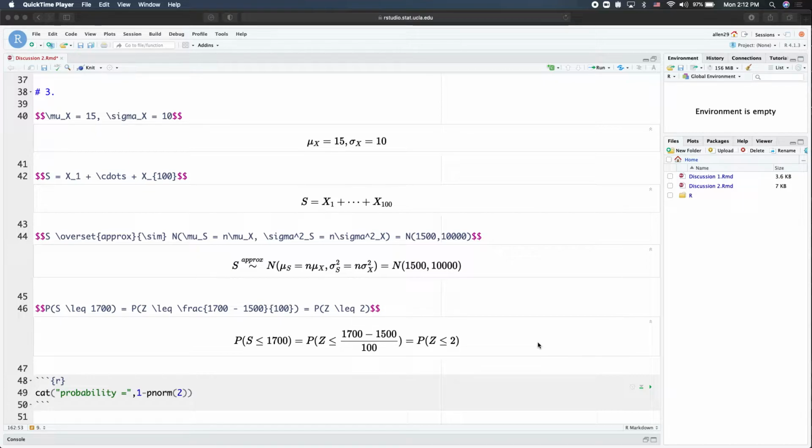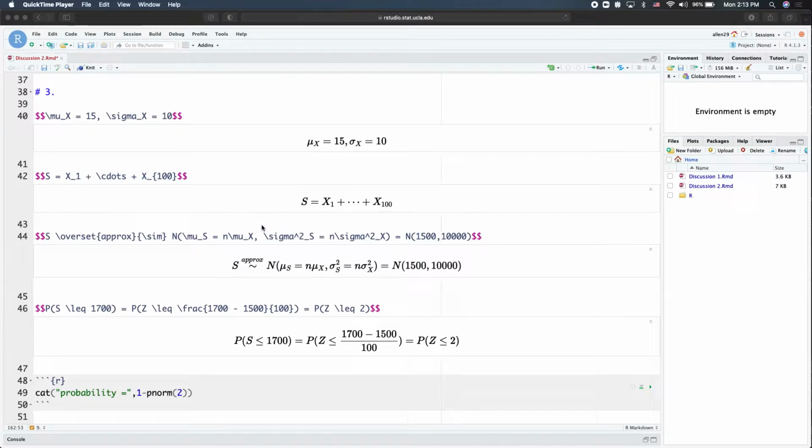So we have the expectation, or the mean, of random variable x equal to 15 and the standard deviation of x equal to 10. And I believe that the question is asking about the total weight of 100 packages exceeding 1700. So the random variable that we are interested in, I denote it as S, which is the sum of 100 random variables X. Each of them has expectation and variance with these two quantities here.